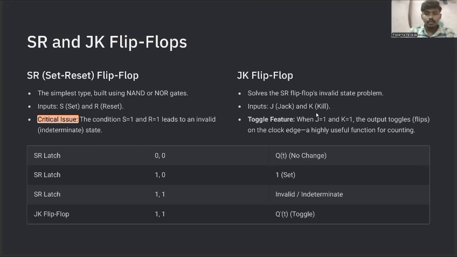So let's talk about the first one, SR flip-flop. SR flip-flop, set or reset flip-flop, has two inputs, as we know, set and reset. The operations: if S equal to 1 and R equal to 0, the output is set to be 1. And if S equal to 0 and R equal to 1, the output is set to 0.